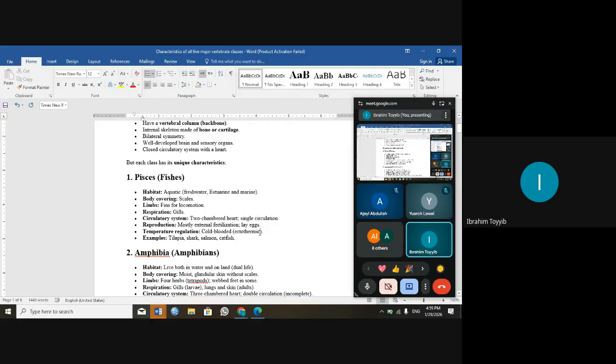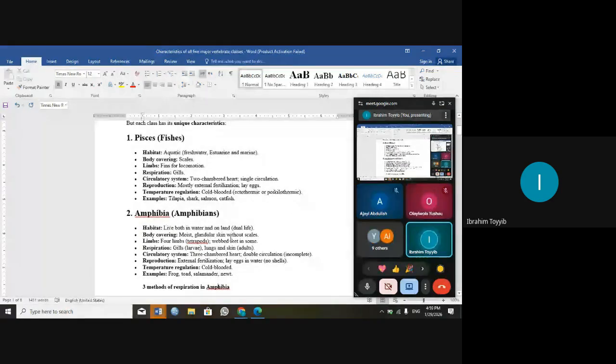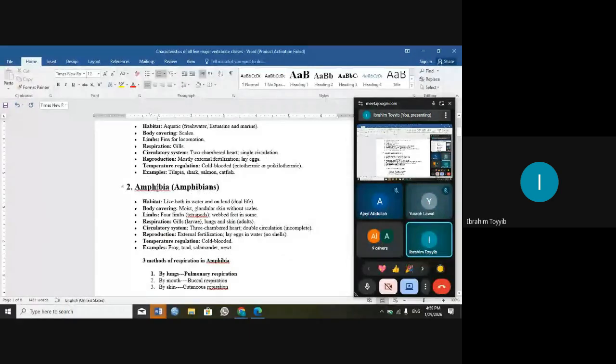poikilothermic. It's also called ectothermic. You see majorly in the options, you see cold-blooded and you see poikilothermic. So these are cold-blooded animals. Examples are tilapia fish, shark, salmon fish, and catfish. So that's class Pisces.